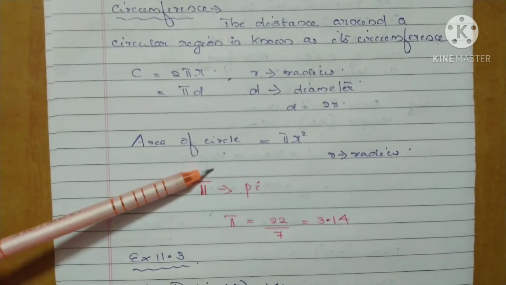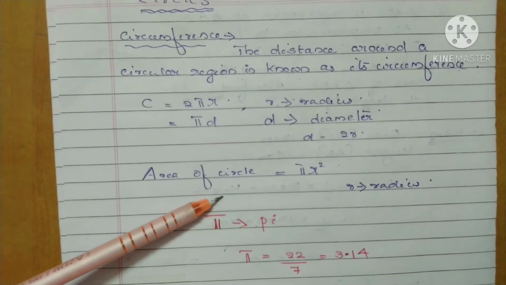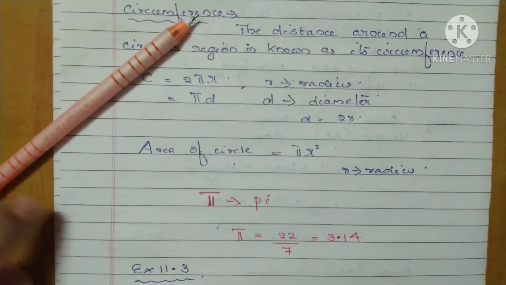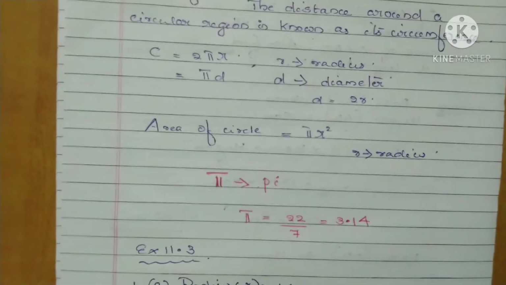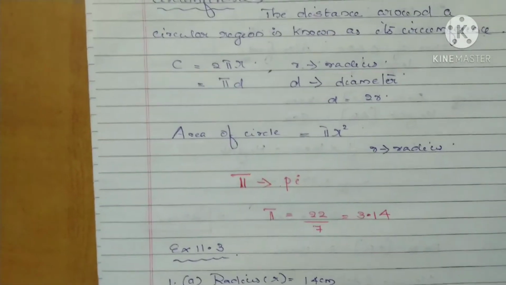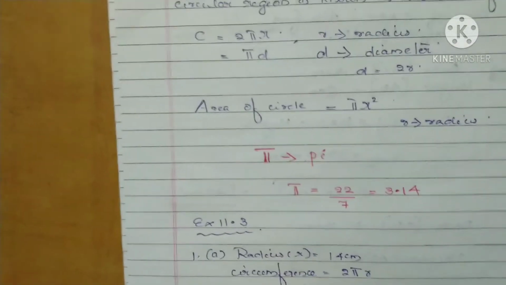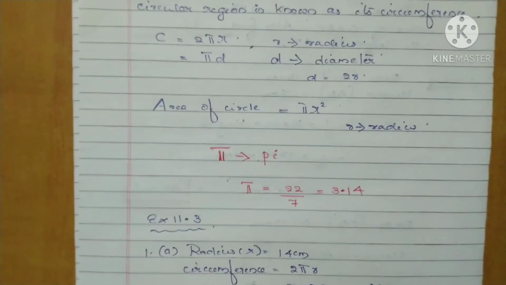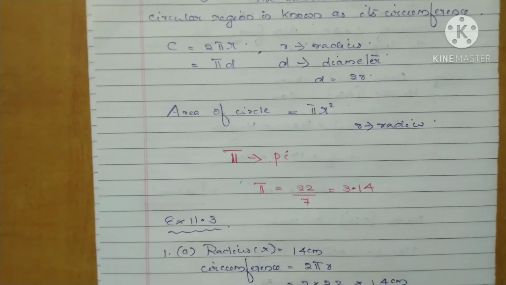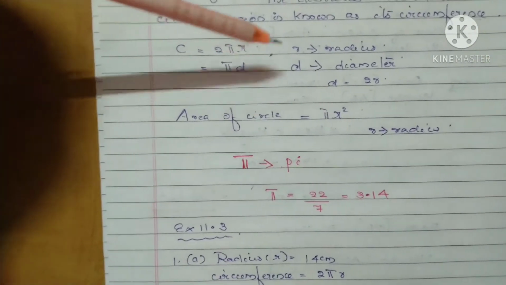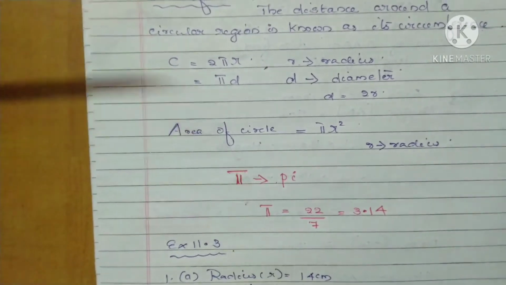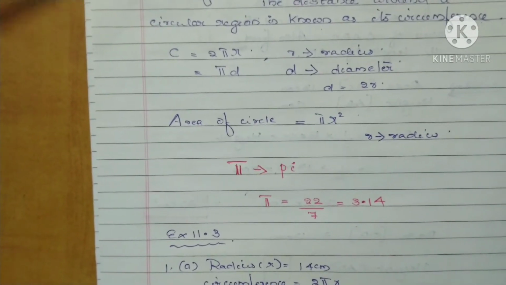Now another is area. How to find the area of a circle? Its formula is pi r square. So for the circumference of a circle, the formula is pi d, otherwise 2 pi r. For the area of a circle, it is pi r square. Here, r square, area always involves multiplication of two measures, the radius. And r means radius, and you know the value of pi, 22 upon 7, otherwise 3.14.